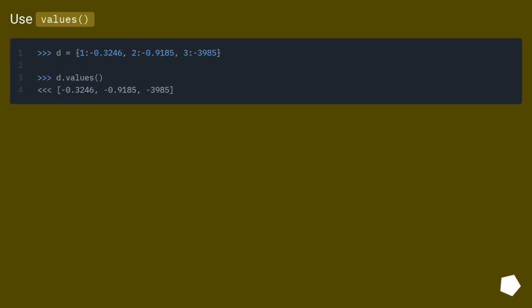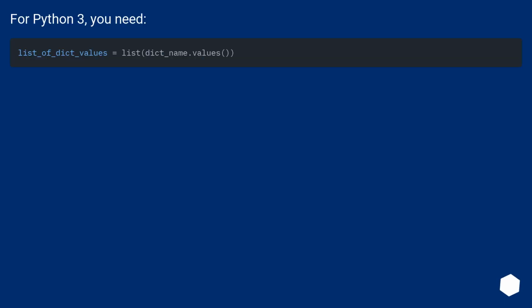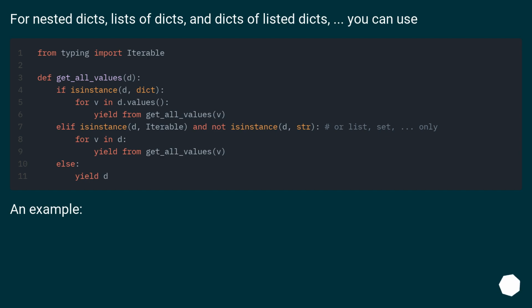Use values. For Python 3, you need list. For nested dicts, list of dicts, and dicts of lists of dicts, you can use an example.